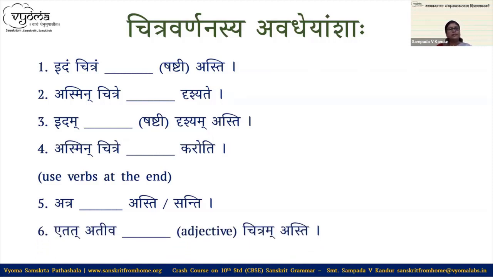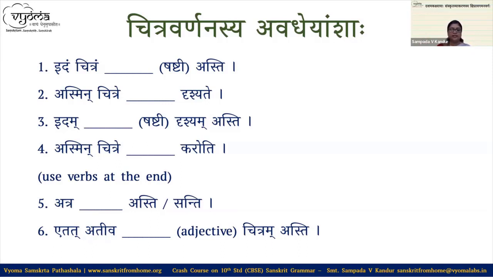One more is there. Sentence number 6 is a very good sentence. And it is not a totally simple formation of a sentence. It has a very good framework. Etat ativa dash chitram asti. This picture is so dash. Now, so what? So beautiful, so emotional, so scary, or whatever the adjective, whatever emotions you feel coming out from that picture. For that, this is the framework. Etat ativa dash chitram asti.